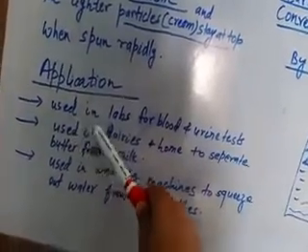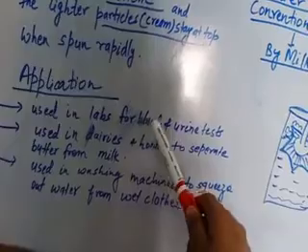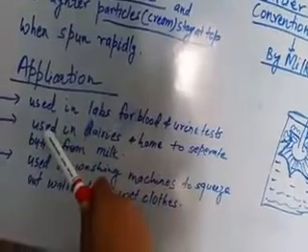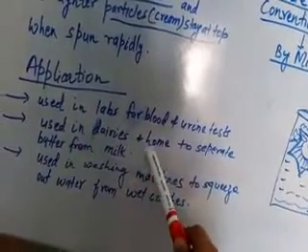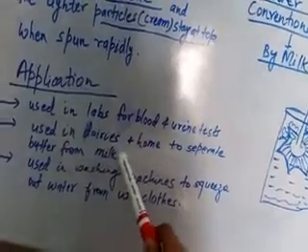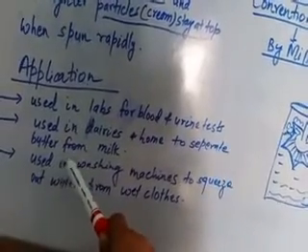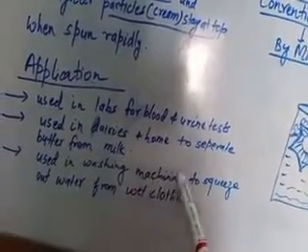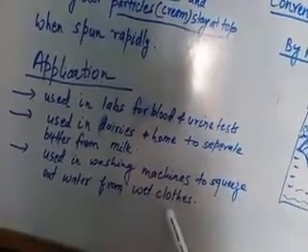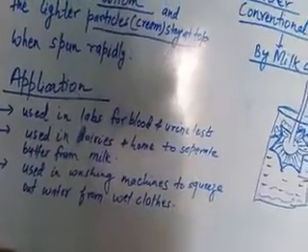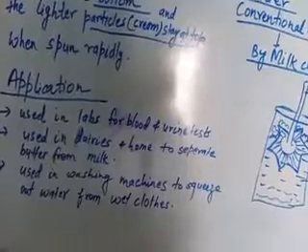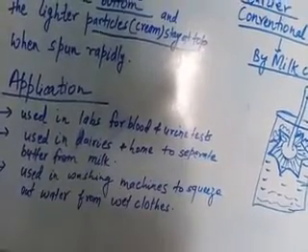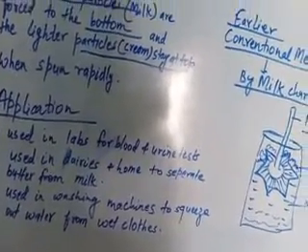The centrifugation process is used in diagnostic labs for blood and urine tests. It is also used in dairies and at home to separate butter from milk. The centrifugation process is used in washing machines to squeeze out water from wet clothes. There you can see the centrifugation process happening. There you can see the machine is made to spin rapidly.